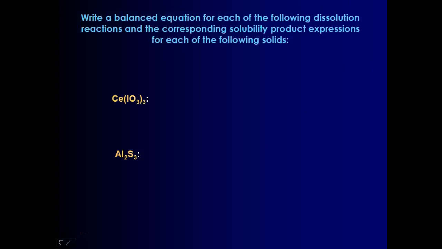So the first thing we're going to do is write solubility expressions for these two particular ionic compounds. CeIO3 would break into cerium ions and iodate ions, Ce3+ and IO3-. But because there's 3 IO3s present in that ionic compound, we would need to change the coefficient to 3. And so the KSP expression for this particular ionic solid would be those two ions, the cation and anion, making up the solid, with the anion being raised to the cube power.